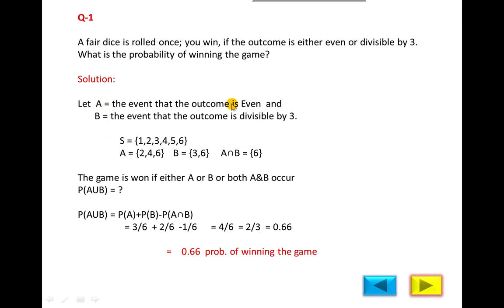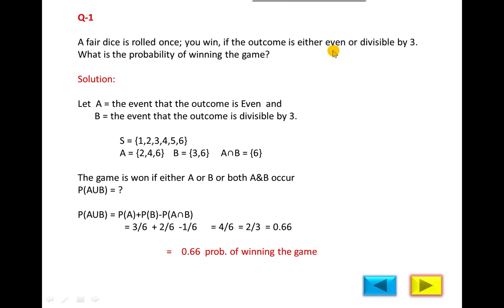And how many even numbers? Prepare the set and find the even numbers: 2, 4, 6. B is divisible by 3: there are 3 and 6. From this and this you can observe there is an intersection value. So A intersection B is equal to 6.